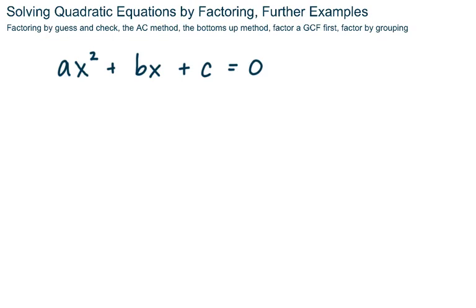strategies. So the different strategies that we will look at would be using guess and check to factor, the AC method to factor, the bottoms up method to factor, and we looked at all three of those in the video, which was right before this. We'll also have some examples where we need to factor a GCF first, or we can factor by grouping. And there was some factoring by grouping also in that previous video because it was inside the AC method.